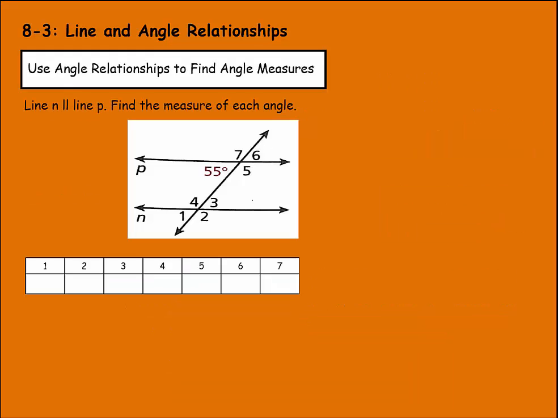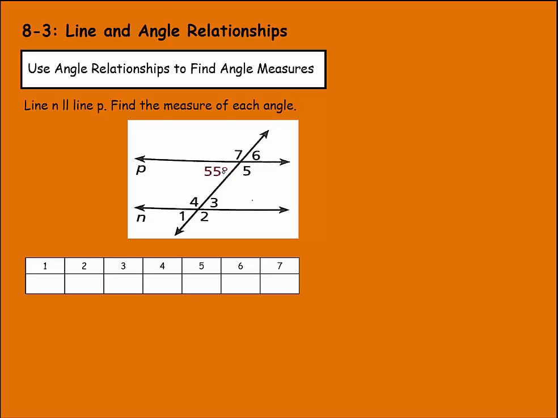So let's try this out. It says line N is parallel to line P. That's what this symbol means, that's parallel. It says find the measures of each angle. And it only tells us one angle. We have to figure out all other 7 angles in this transversal. Sounds challenging, but I think we can figure it out.